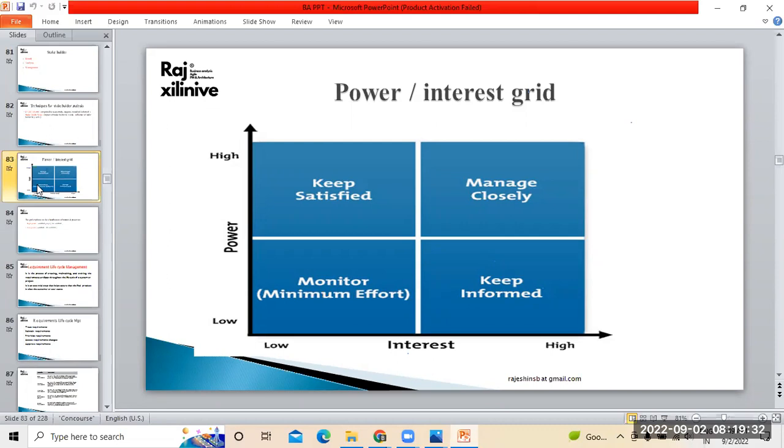Why have we taken power and interest? Because there is a reason. Power leads to decision making. Interest leads to involvement. These are the two things required for us. People should be in a decision making role, so that whatever the decision could be, we may be changing the requirements in between, or it may relate to the timelines or to the budget, right? Which is not guaranteed. So anything it could be.